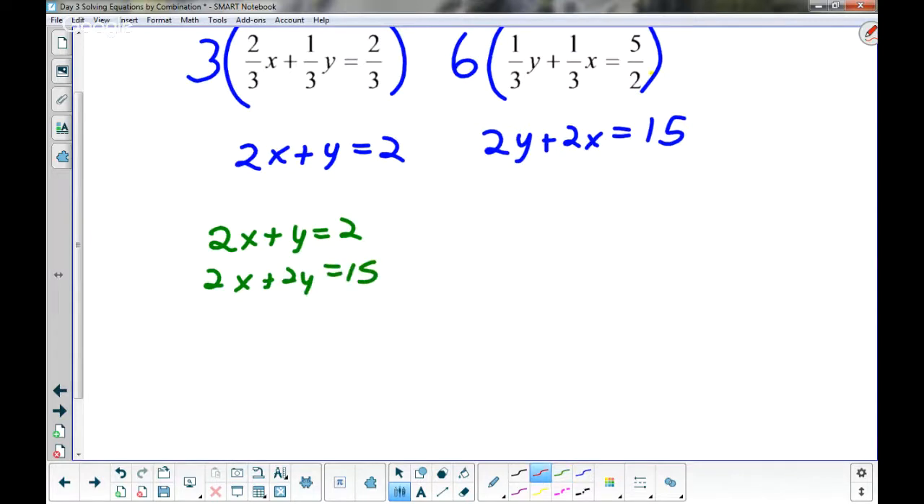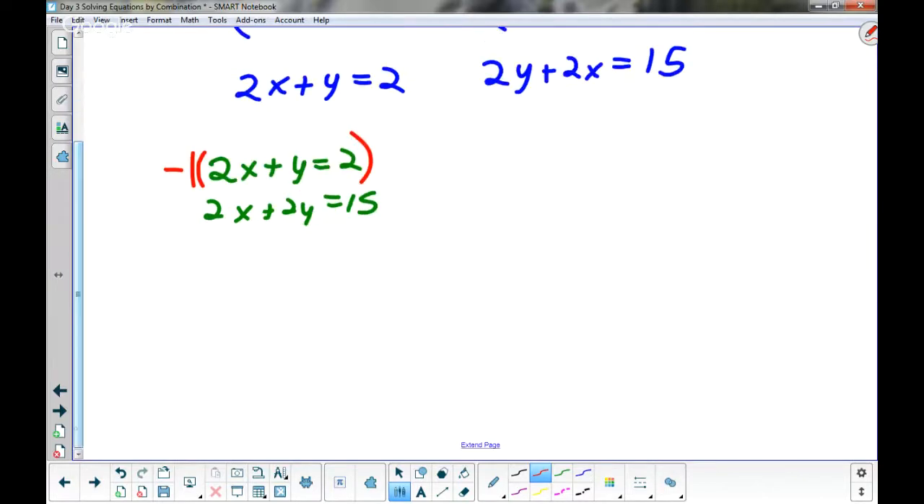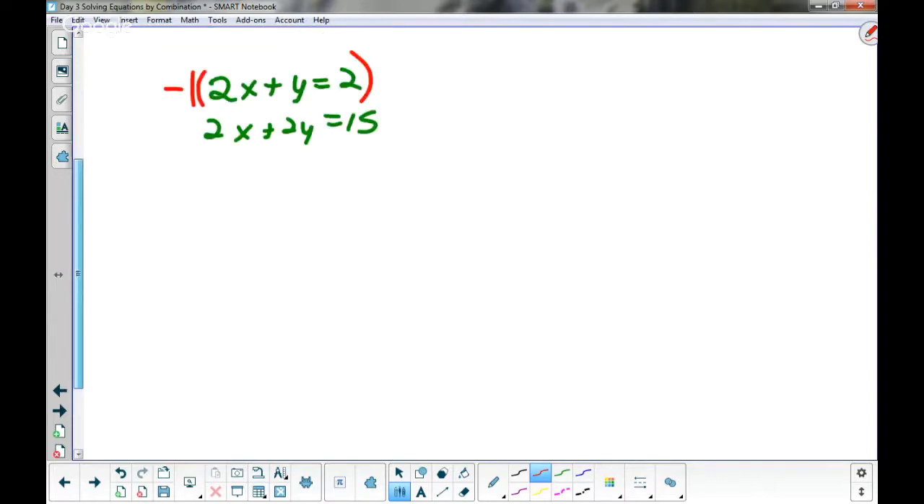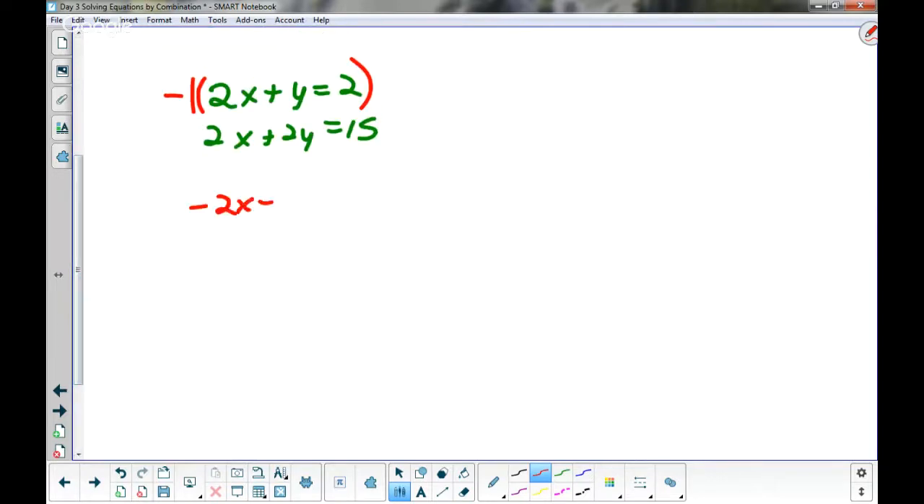Now we got to figure out what variable we want to get rid of. And I'm going to tell you right now, x's are probably the best because they're both the same. We don't really have to do anything other than make one of them negative, and I'm going to make the top one the minus. Just because I'm going to get a positive y if I do this. You can do it either way. It doesn't matter. But this one just, I think, is going to be a little easier on us to see. So negative 2x minus y equals 2. And 2x plus 2y equals 15.